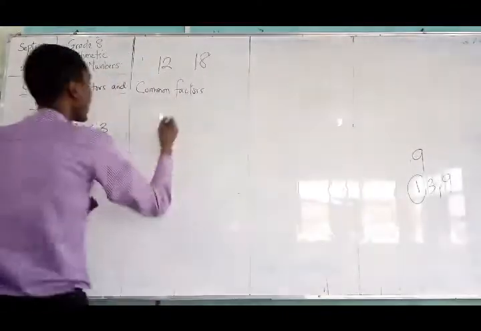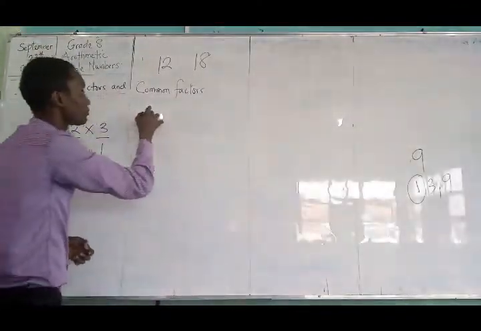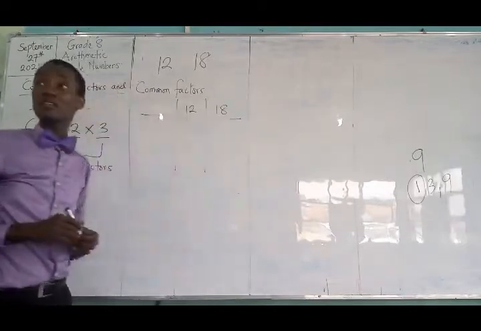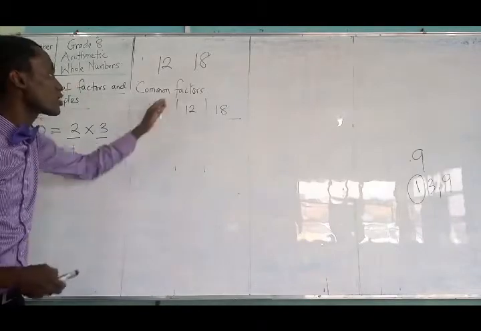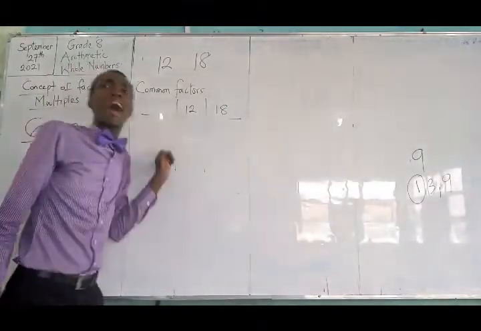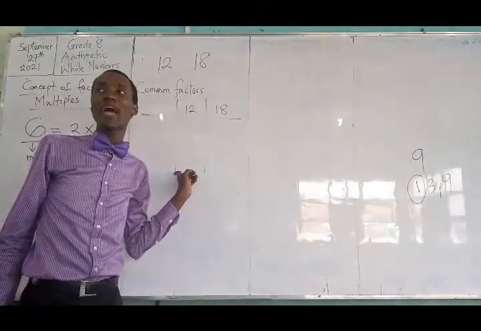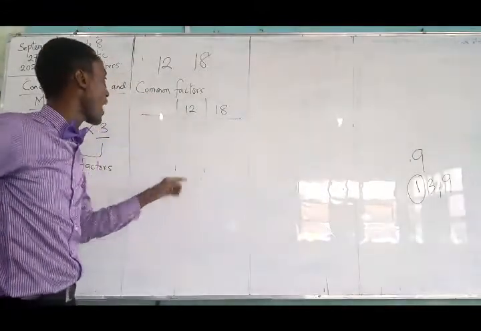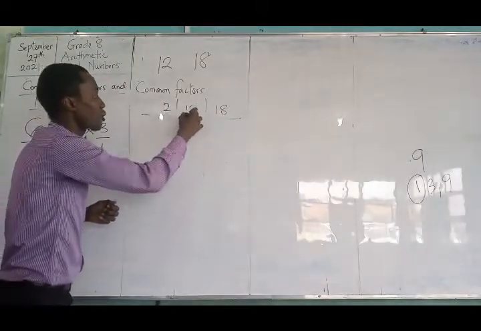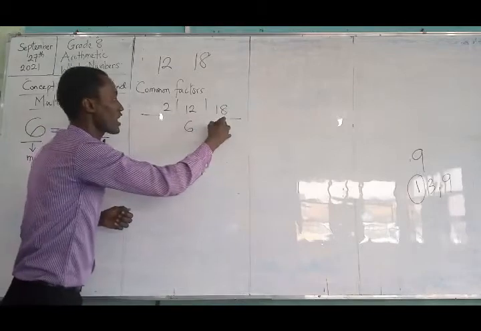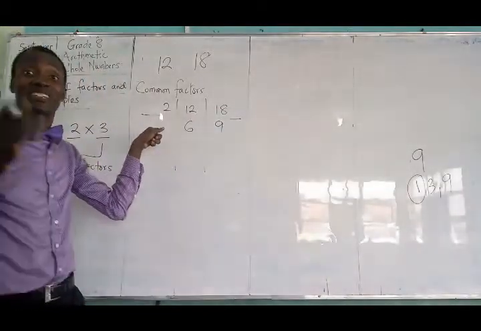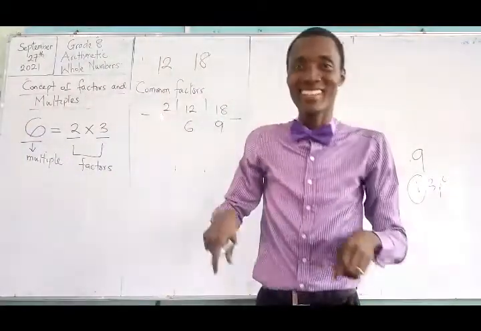So let's look at it. Let's use the method you know. 12, 18. Yes. Remember that I call this column my prime column. The only numbers that can occupy this column are called what? Prime numbers. So this will be 2 into 12, that will give me 6. Into 18, that will give me what? 9.